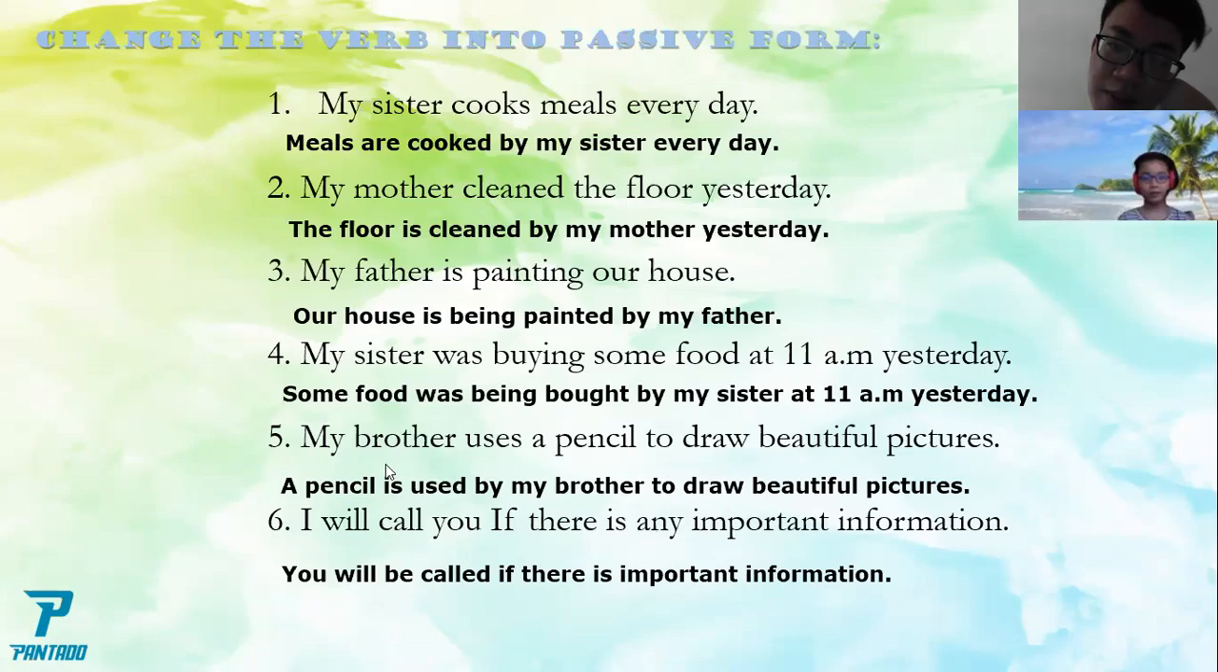Number 5, a pencil is used by my brother to draw beautiful pictures. Okay. And then some food was being bought by my sister. Okay, good. Our house is being painted by my father. Good.